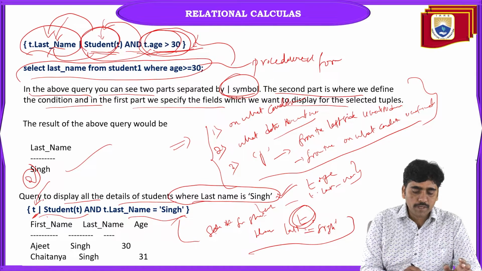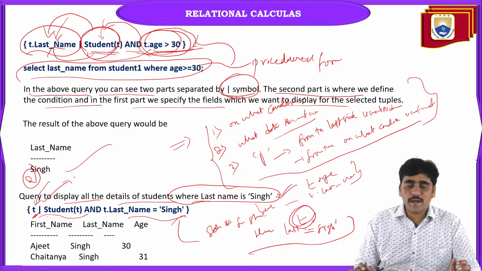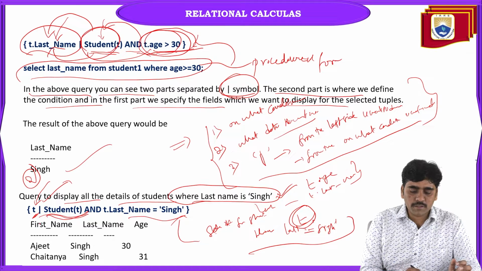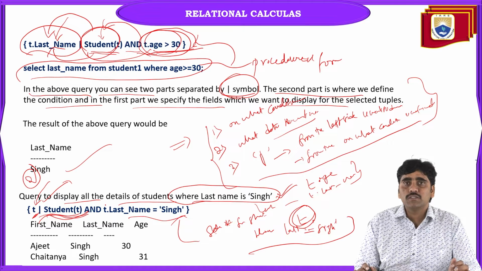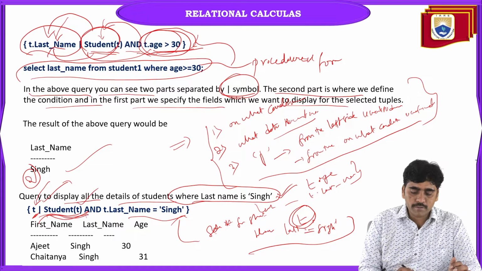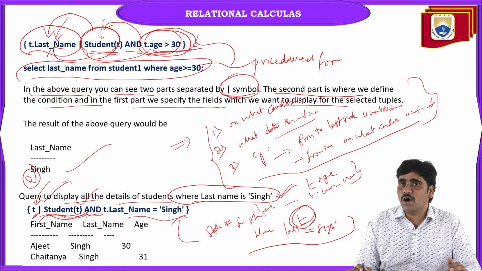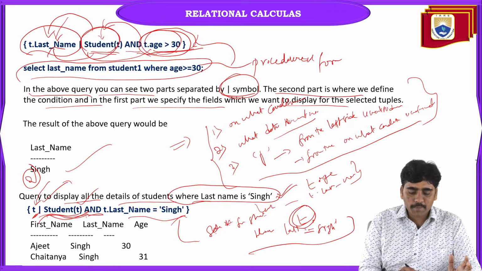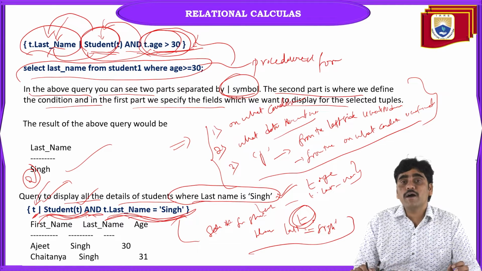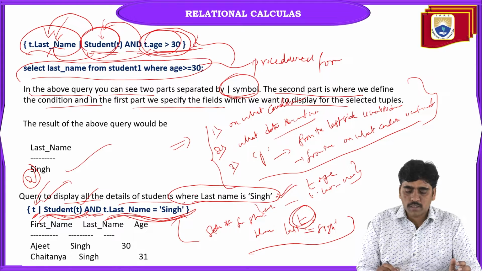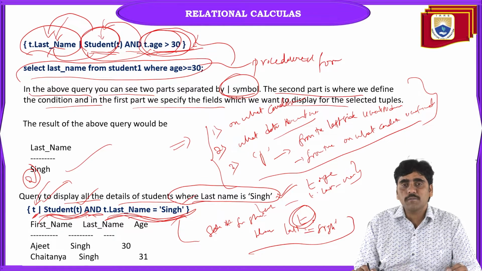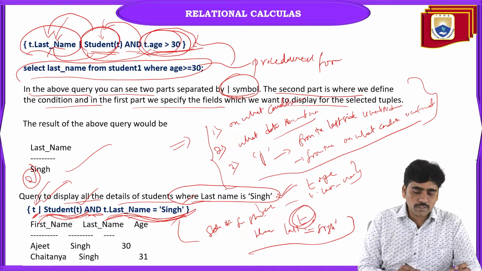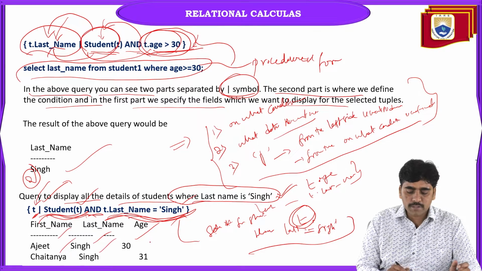And you separate with the bar symbol. Then from the table you mention the table name: Student of T, and you can apply the logical operators and, or, not, whichever you need, for the condition. So the condition is T dot last name equals Singh. Now the result you will get is: first name Ajit, last name Singh, age 30. Similarly, first name Chaitanya, last name Singh, and age 31.